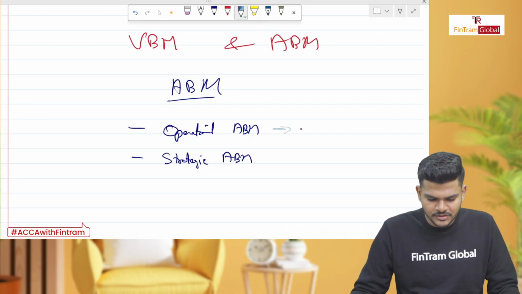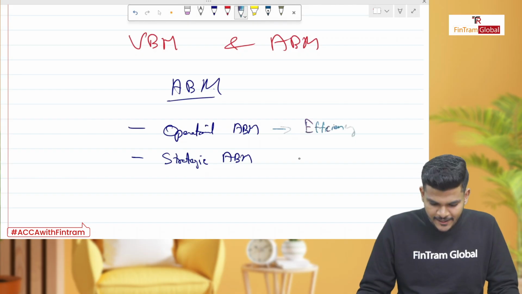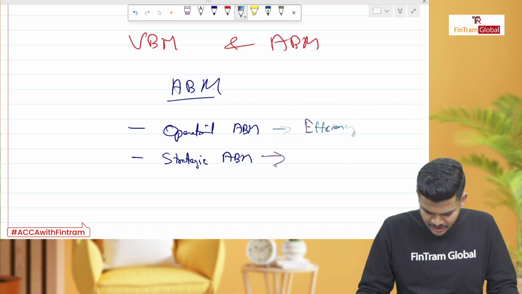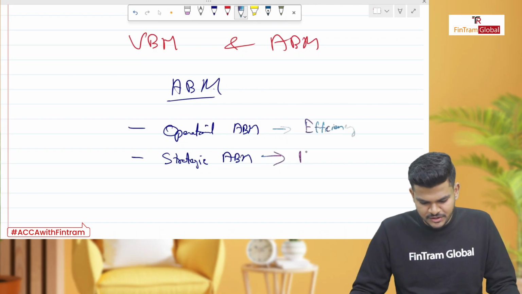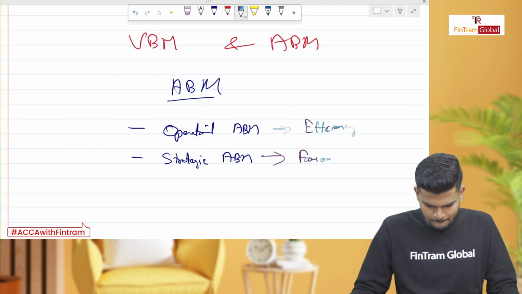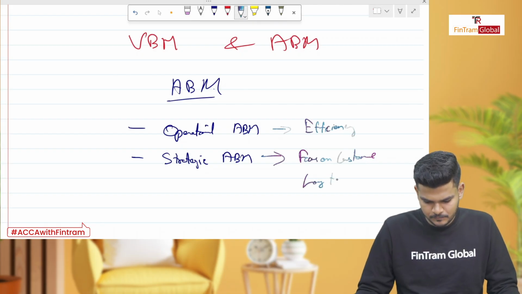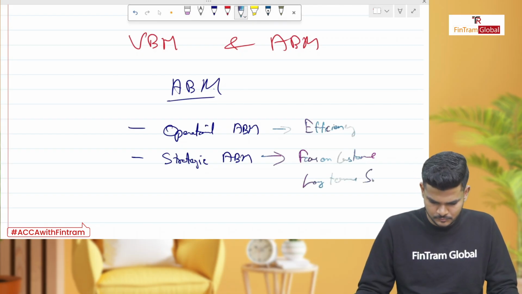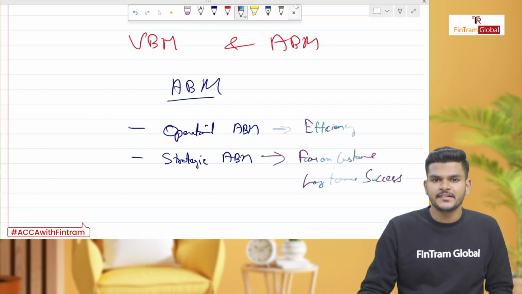Operational ABM focuses on efficiency. Okay, folks, it focuses on efficiency. What about strategic ABM? It focuses on customer, and of course, the long-term aspects. Okay, folks, that's basically the difference between these two.